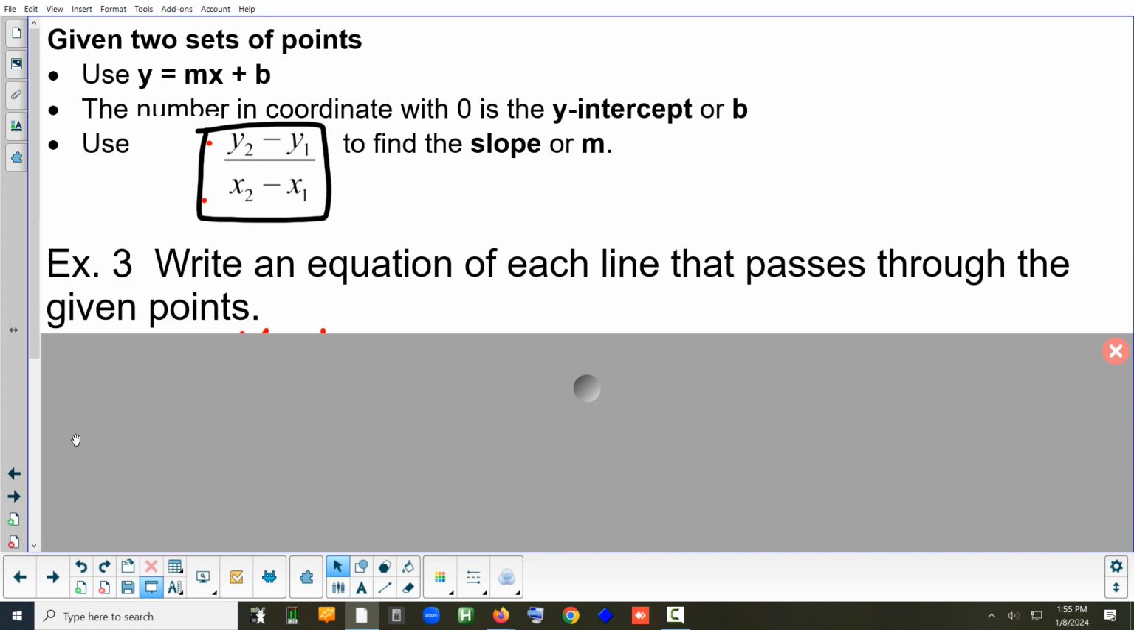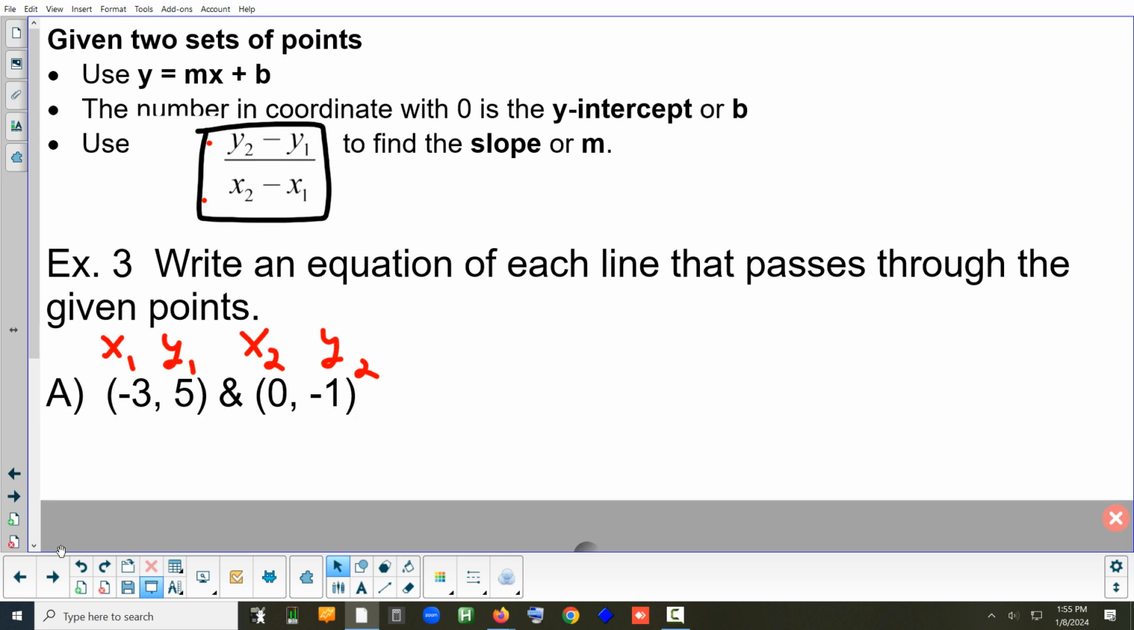All right, now try an example. Do you guys already have the example written under 3a, or is it just blank? It's blank. Okay, so I'll give you that. So I think we jumped ahead and we looked at this one, but we didn't actually do it. So those are the points, -3, 5, and 0, -1. So the first step is just to write down which number is which. Remember, each coordinate has an x and a y. I usually call the first one x1, second one y1, the next one x2, and the next one y2.